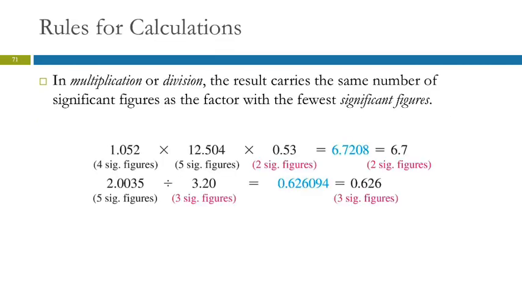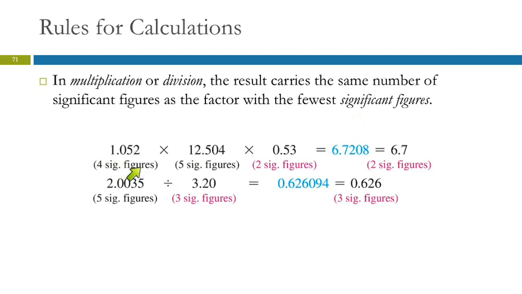So there are 2 types of operations that we'll learn about. Multiplication and division are related. They're essentially opposites of each other, so they share the same rule for significant figures. When you're multiplying or dividing, the answer has the same number of sig figs as the factor, the thing that you were multiplying or dividing, with the fewest significant figures.